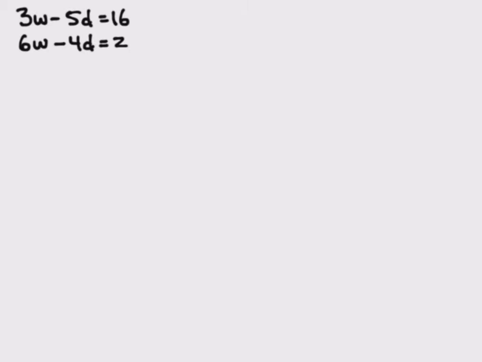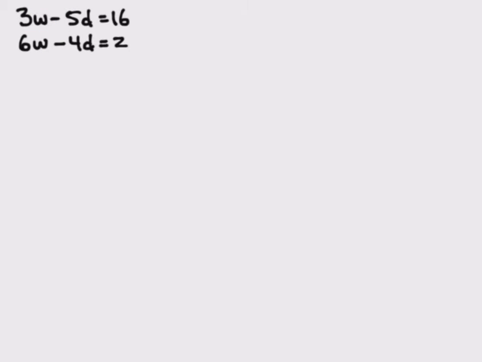Now, unfortunately, we don't have any terms that are going to immediately add to 0 like last time. If we did, we'd be ready to add and everything would be groovy. Now let's just take a look at the 3w and the 6w for a moment. If this 3w were a negative 6w, we'd be home free, but we don't have one. Now, is there anything we could do to make that 3w a negative 6w?